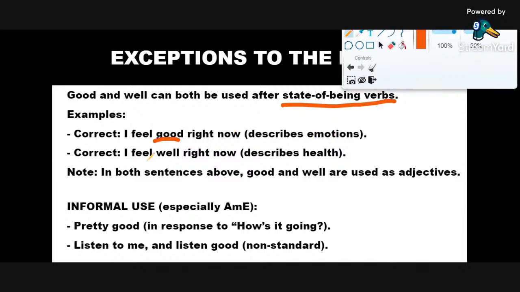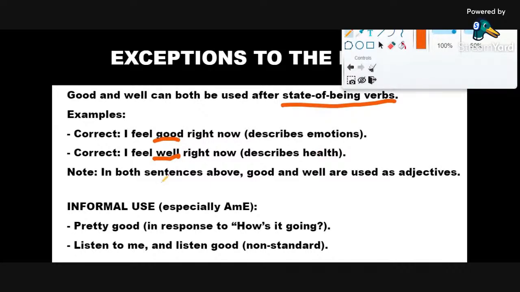It is also correct to say, I feel well right now. But when you use well, you are describing your health. If you use good, you are describing your feelings, your emotions. I feel good right now. I feel excited. But when you use well, you are describing health.